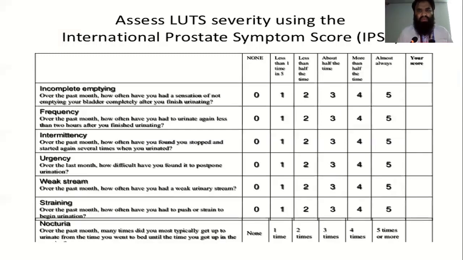This is the IPSS score to assess lower urinary tract symptoms, and each score number goes up to 5. If there are no symptoms, the mark is 0. If less than 1 time in 5, it's marked 1. If less than half the time, it's marked 2. About half the time, it's marked 3. More than half the time, it's 4, and almost always it's 5. This is completed for the past 1 month, in which 7 symptoms are included: incomplete emptying, frequency, intermittency, urgency, weak stream, straining, and nocturia.